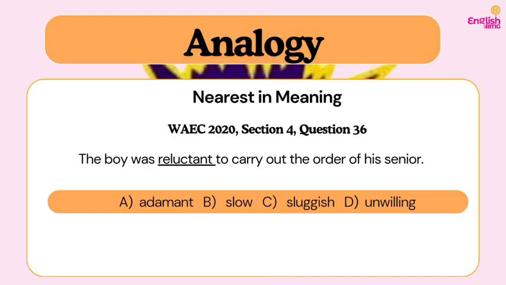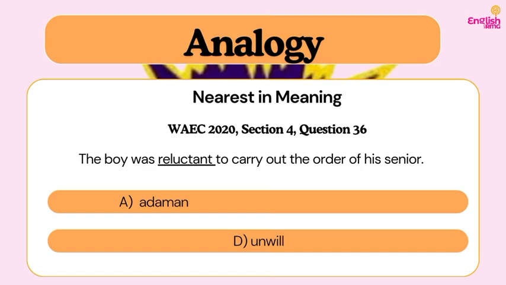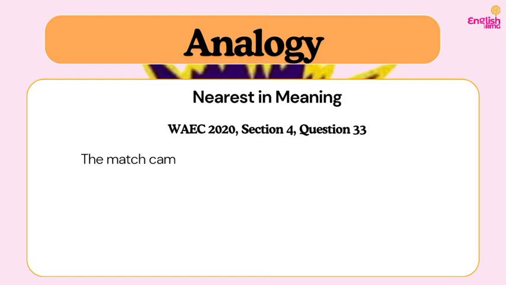So you need to ask yourself, can I replace this word with this word when I'm trying to make an analogy? If yes, then that is my answer. Do you understand? So our answer is what? D, unwilling. So you can as well say that the boy was unwilling to carry out the order of his senior. So let's move on to the next question, which is question 33 from section 4, WAEC 2020.